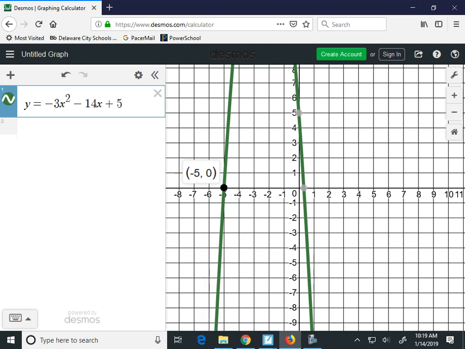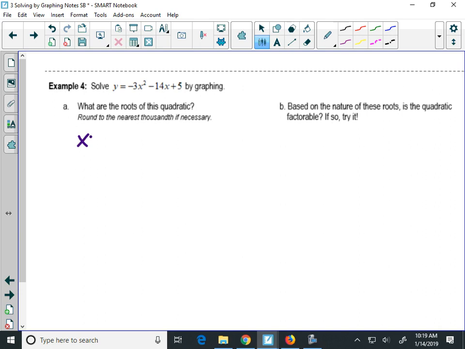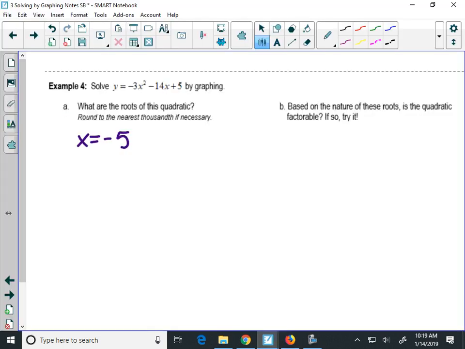the x-intercepts because you just click on the axis and it gives it to you. So the left x-intercept's at negative 5. So we'll write that one down. Here we go. X equals negative 5, and then it says round to the nearest thousandth. So this one will be at 0.333, and that looks like it's going to be repeating. Now for this problem, it's really important to recognize that 0.3 repeating is the same as the fraction 1/3.